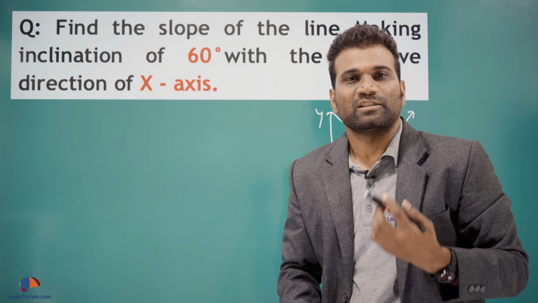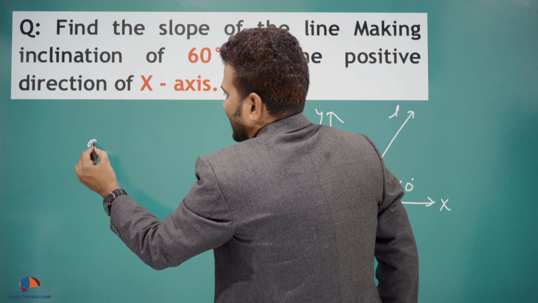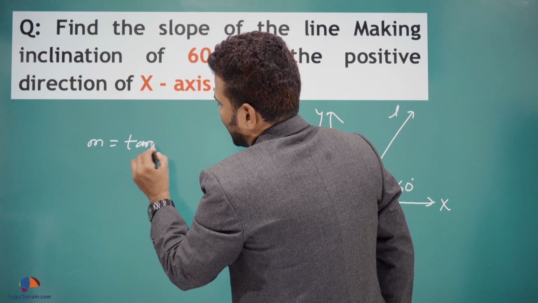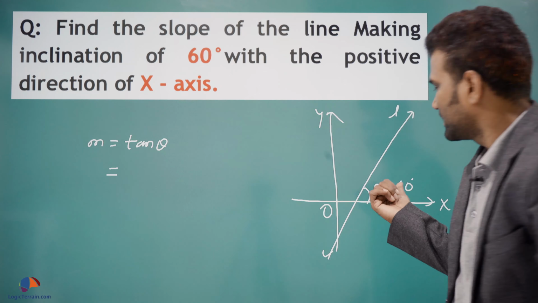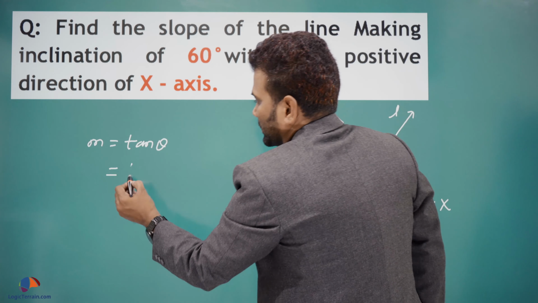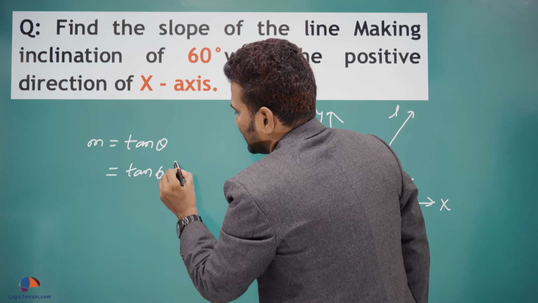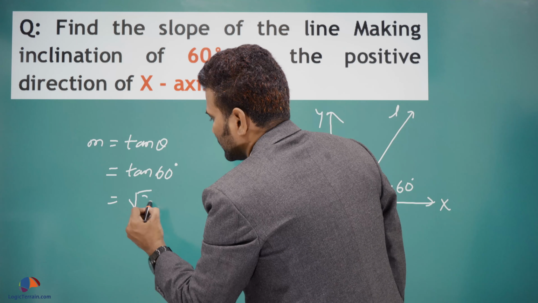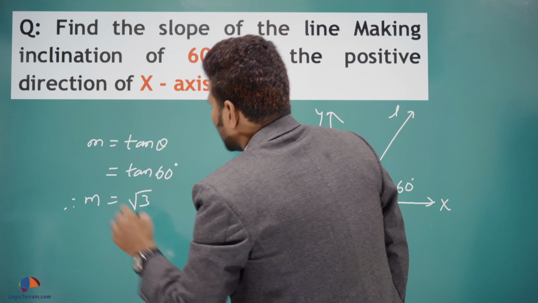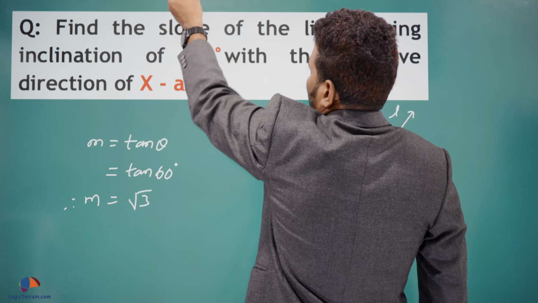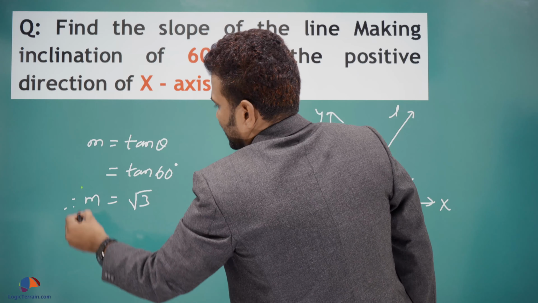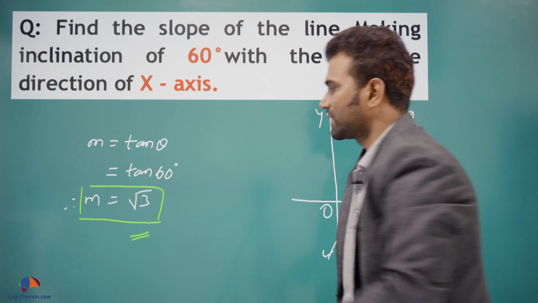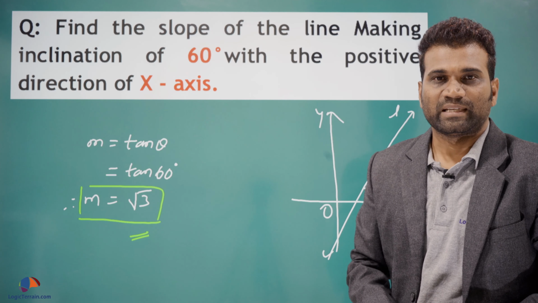By using the slope formula, m equals tan theta. Here theta is 60 degrees. So tan 60 degrees, and the value of tan 60 degrees is square root 3. Therefore the slope of the given line when angle theta is 60 degrees is square root 3. Clear?